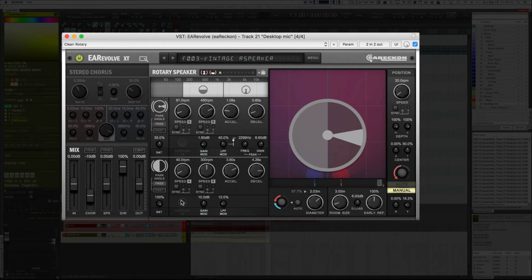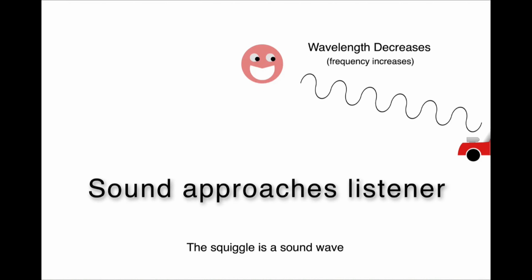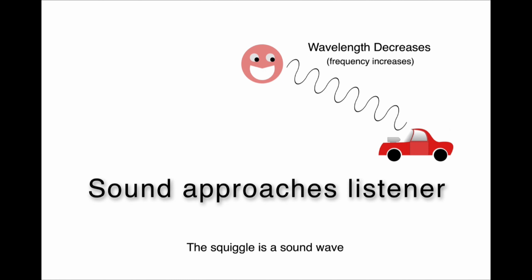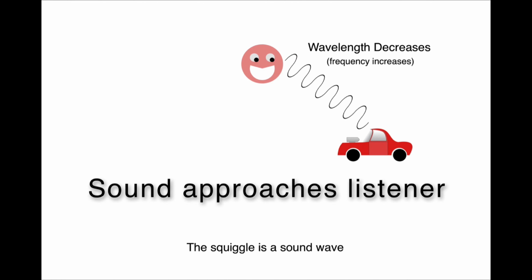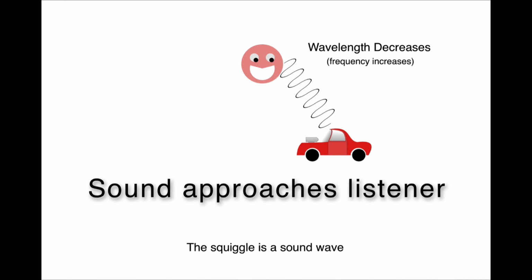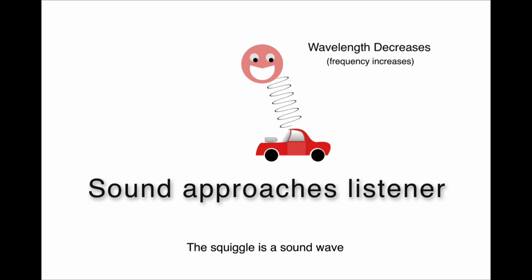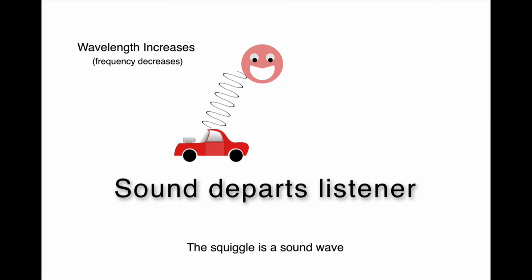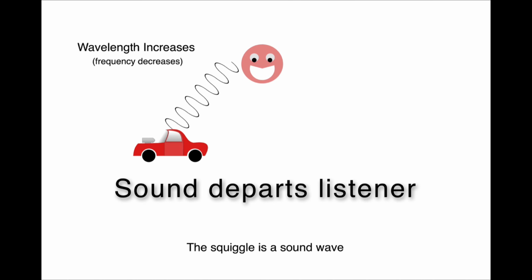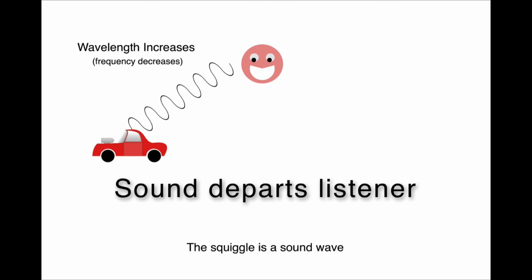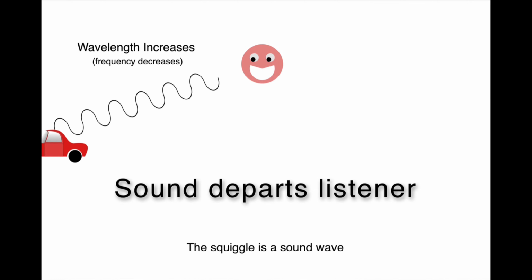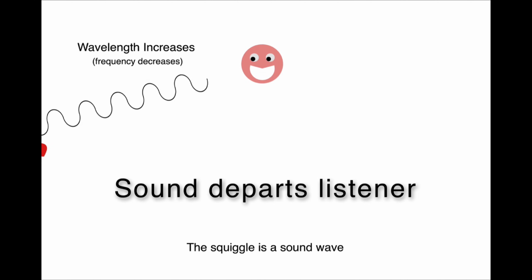So let me explain what Doppler is first. Here we have a car making a sound and a little smiley face listening to the sound. The car is moving in the direction of the listener, so each little bit of air it moves is overlapped with the last bit of air it moved. So this decreases the wavelength of the sound, which increases the frequency. So the closer the car gets to the listener, the higher the pitch is. The reverse happens as the car moves away from the listener and the pitch lowers.